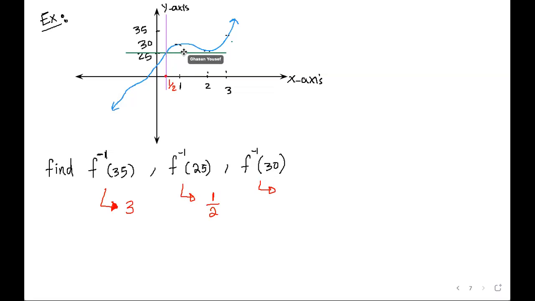I think we cannot do that one, right? Because there are two values for 30. For 30, the curve goes around here. Yes, it looks like it's not 1-to-1. It's not a one-to-one function.